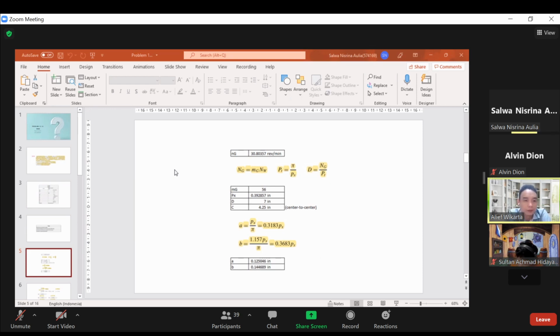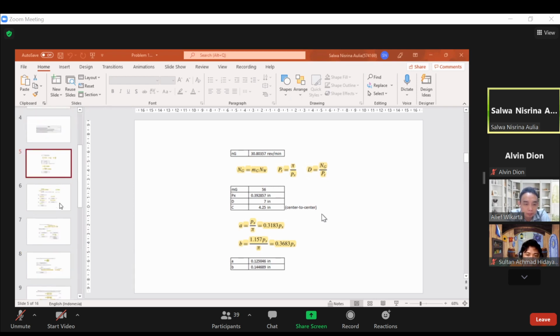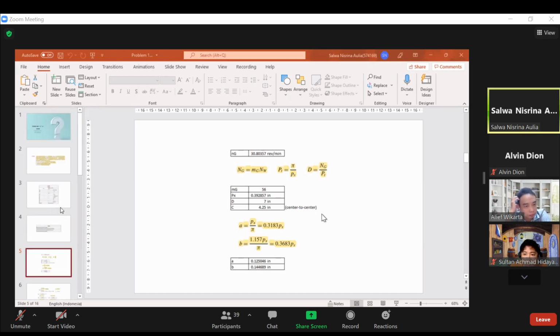Sorry, Mbak. Can you repeat again? I think the equation of the worm is still the same. We don't need to determine the direction of force like that.